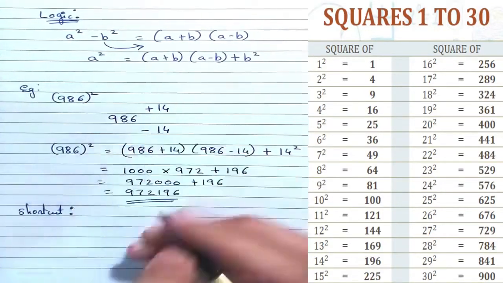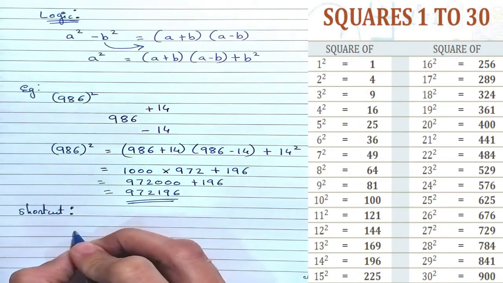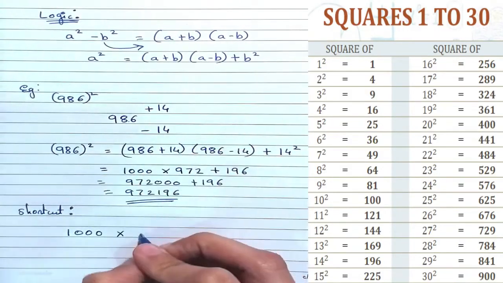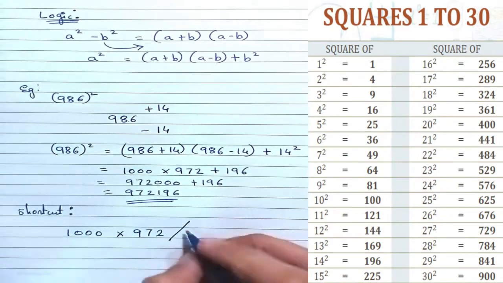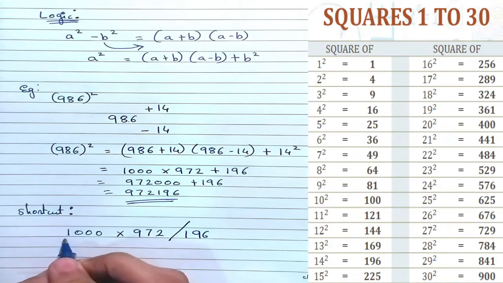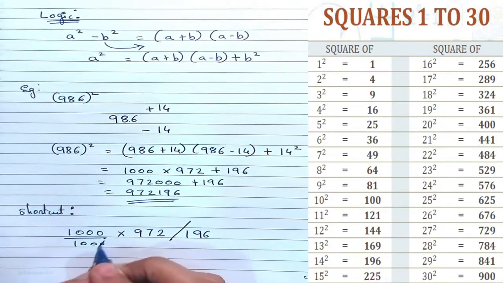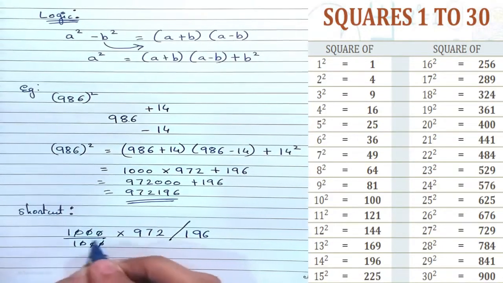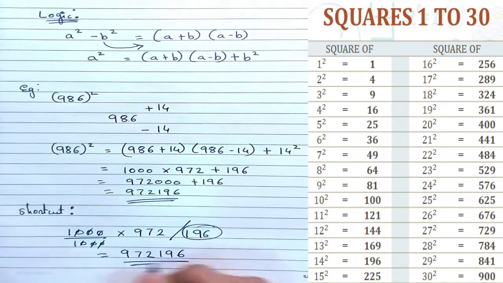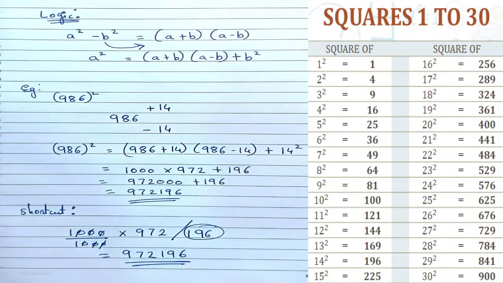Okay. Let's look at this in the shortcut method. What we do is we add 14 to 986, that is 1000, and 986 minus 14, that is 972, and then 14 square, that is 196. Now we'll get rid of the zeros. So we are using 3 zeros in this particular case. So we can use 3 digits from our square. So our answer is directly 972196.